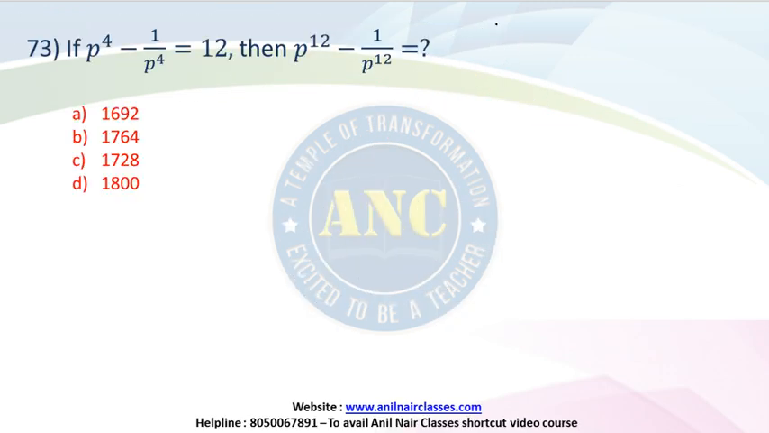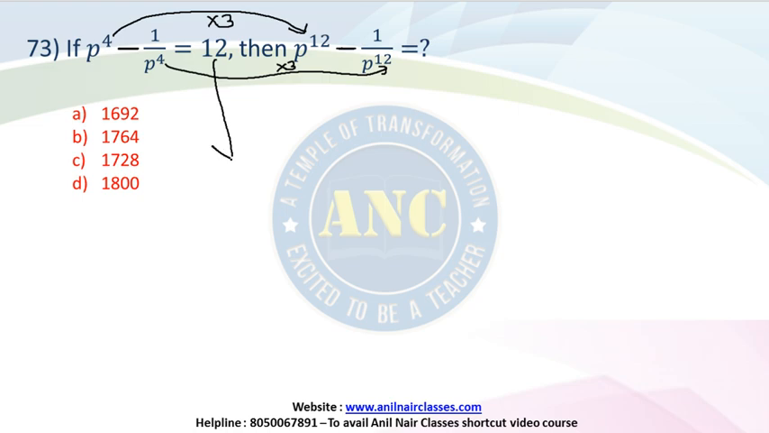Question number 73. You don't even have to wait solving this question and scratch your head. Straightforward question. In the if condition it is minus, then condition also it is minus, and more importantly the power 4 is becoming 12. Power 4 into 3 is 12. Here also power 4 into 3 is 12. Direct question, what they have given.